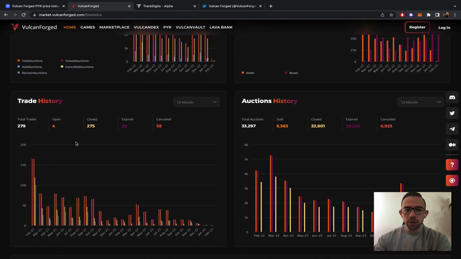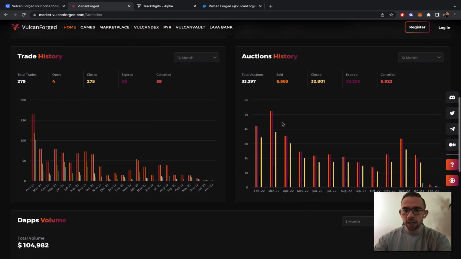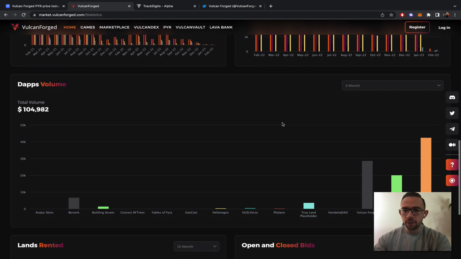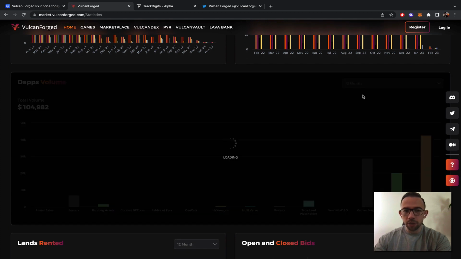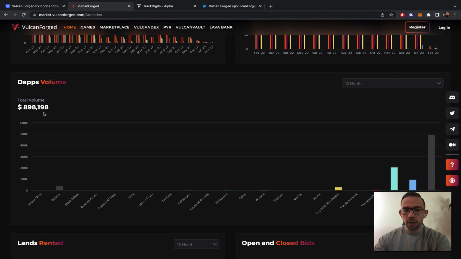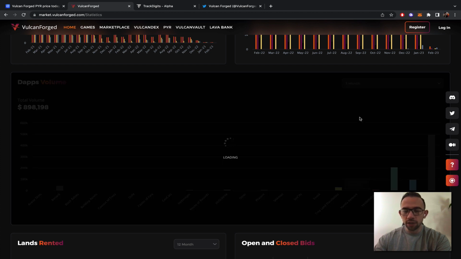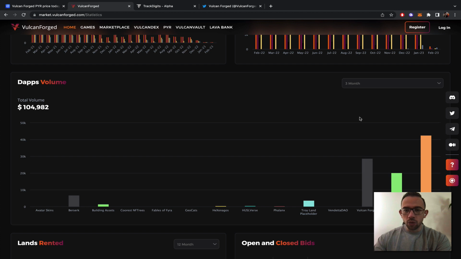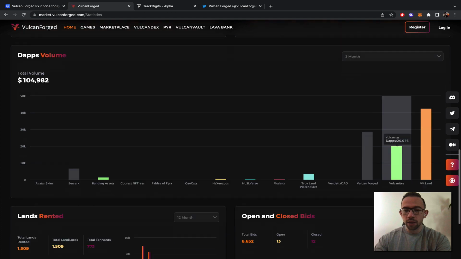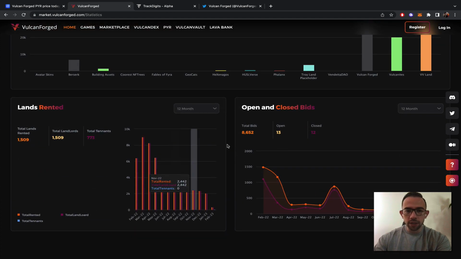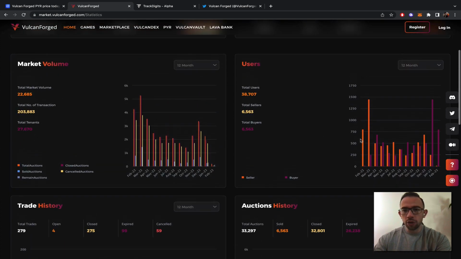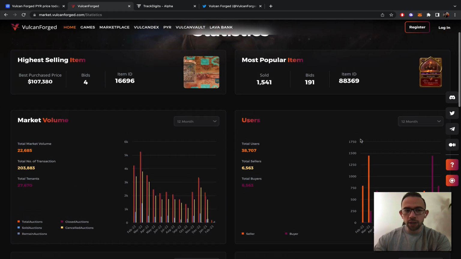When we look at the trade history in the last 12 months, total trades are less than 280 auctions that are being done. For the volume, I put the volume on the last 3 months just to get an indication, but in the last 12 months, it's not even $1 million, right? In the last 3 months, it's just over 100 grand, with the majority there coming from Vulcan's own assets, right? And the Vulcan land doing the most there. This is not that interesting, the land assets, but overall you can see these numbers are not really that interesting.